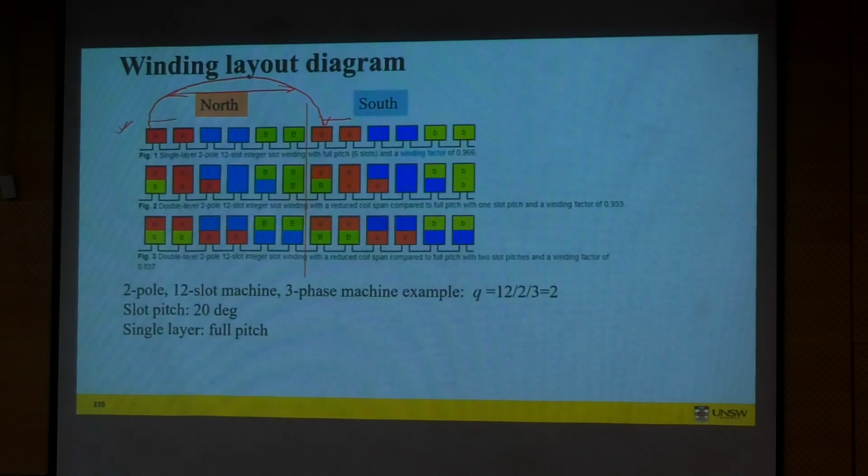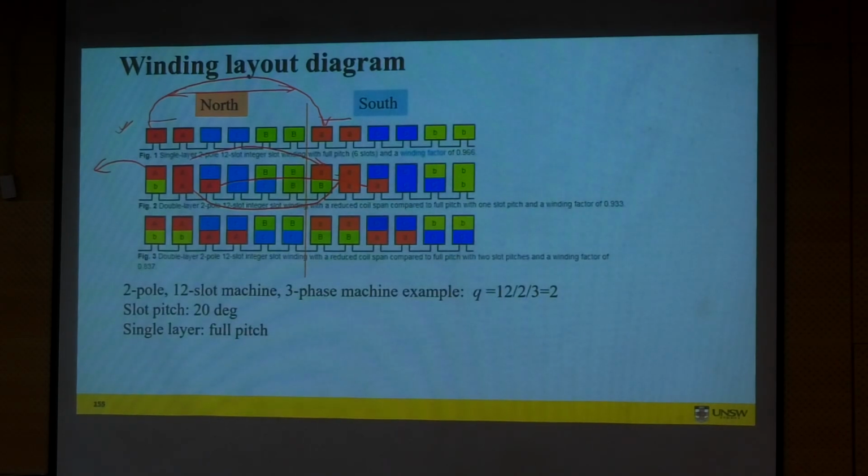For example, this one is going this way, this one is going here, the other one may be going here, and this one is going there. So it is reduced by 1 slot. So it's a slot pitching by 1 slot, the second figure.